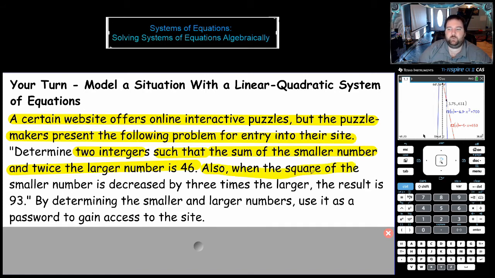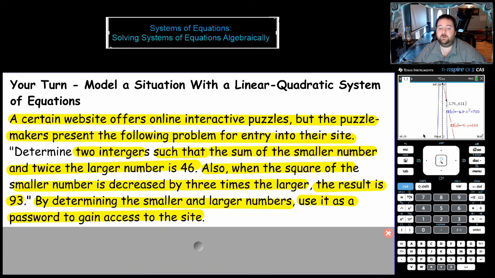Also, when the square of the smaller number is decreased by 3 times the larger, the result is 93. And so that's your second equation. Again, convert the words into an equation. By determining the smaller and larger numbers, which means you're going to have to solve for the point of intersections. So you're going to solve for your 1 or 2 or 0 or however many solutions there are for this. And you do that using substitution or elimination. You can use that as a password to gain access to the site. Okay, so there you go. You have a little bit of an idea of what you need to do here. Set up your two equations, solve for the intersections. When you're done, come back and check your answer.